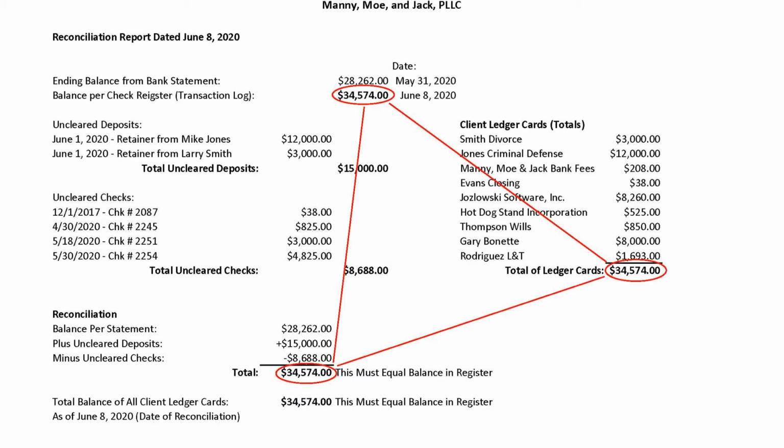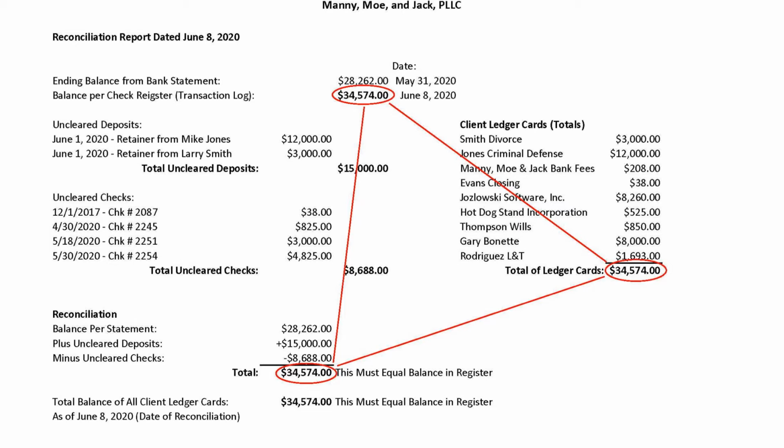A three-way reconciliation is what's on the screen right now. A three-way reconciliation also compares the balance of the ledger cards with a balance according to the bank statement and check register. A three-way reconciliation has the added steps of making a list of all of the client ledger cards with balances as of the date of the reconciliation and adding up those balances.